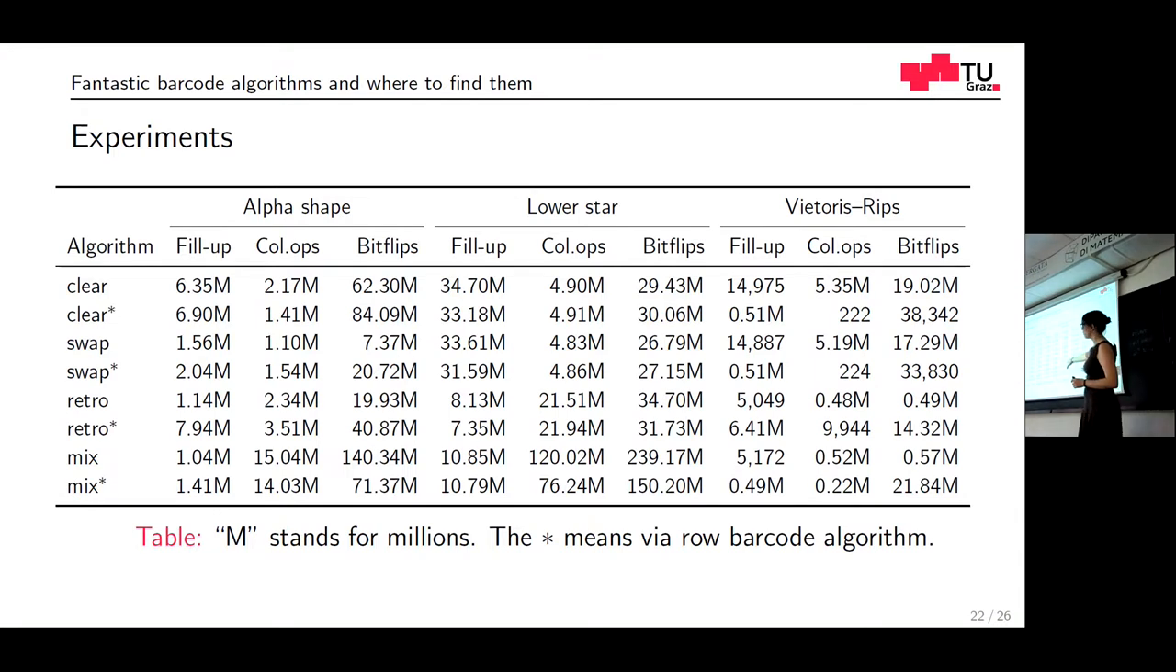The lower star filtration is an example of a cubical complex in which the matrices are much more square. So you're going to have roughly the same number of rows and columns. And then you don't really see an advantage, because you're already quite good. So that's it. The shape of the matrix is basically what tells you if it's better to dualize it.